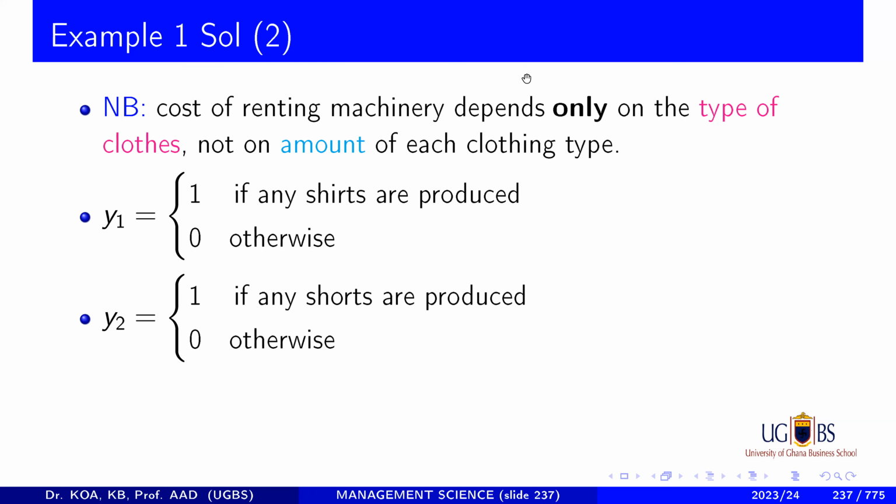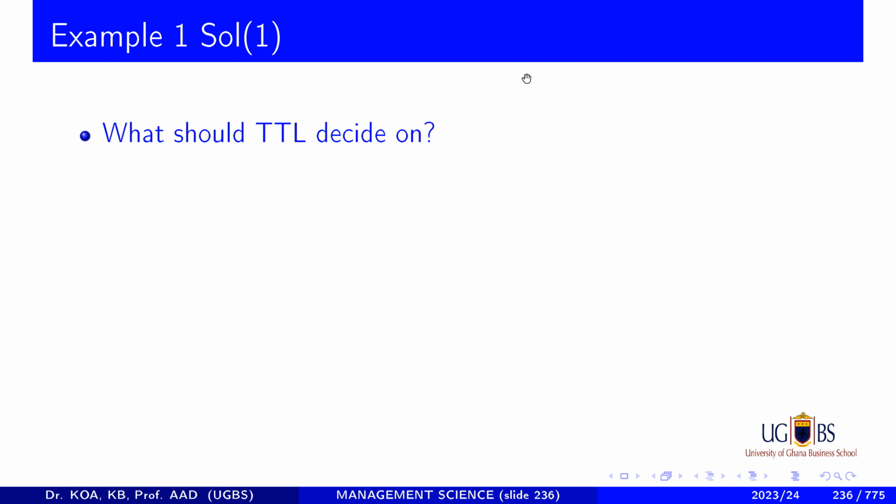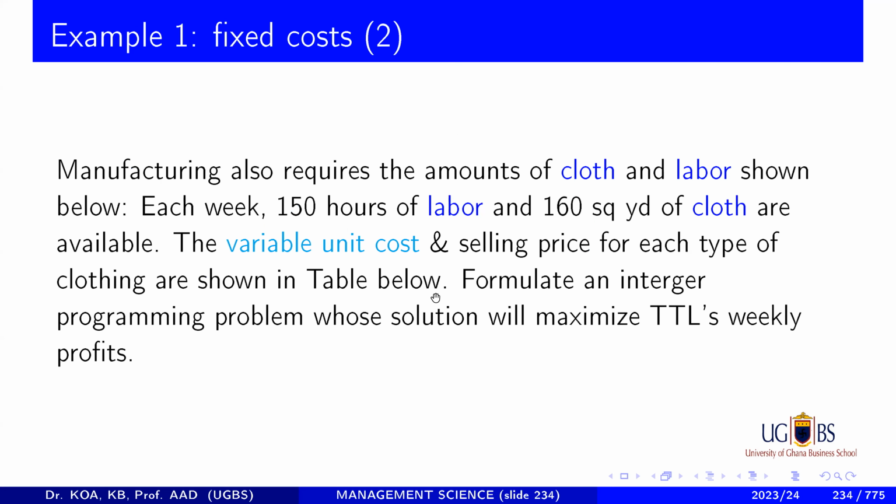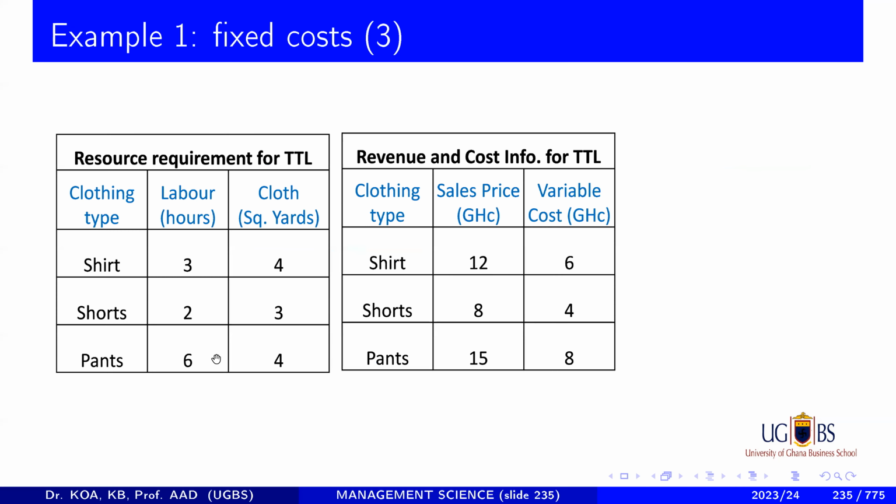The next thing now, knowing these decision variables, is to write your objective function. The objective function is to maximize profits. How do you know that? It was right here. Formulate an integer programming that will maximize the weekly profit of TTL. How do you do that? Well, since we have fixed charge here, the way you write the profit is going to be different from the one you always know. Profit is given by total revenue minus total cost.